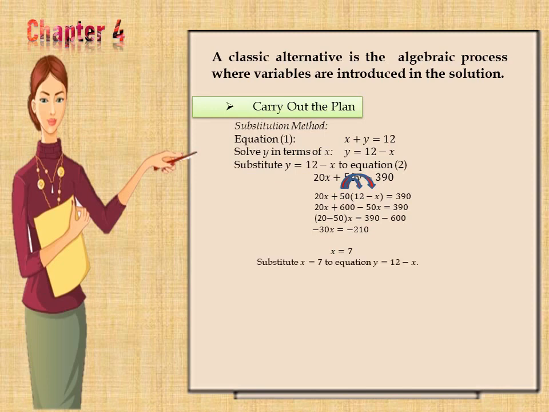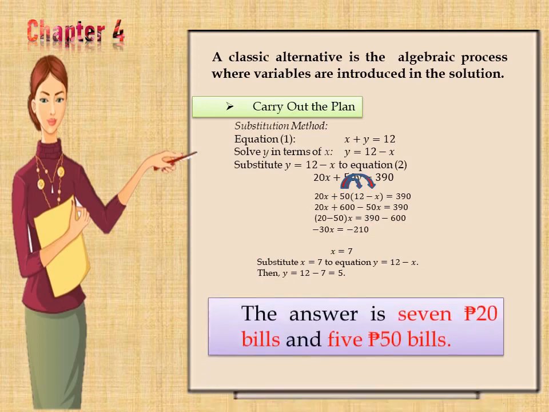So we're going to substitute x equals 7 into the equation y equals 12 minus x. In this equation, we can have y equals 12 minus 7, since x is equal to 7. And 12 minus 7 is equal to 5. Therefore, the answer would be 7 20 peso bills and 5 50 peso bills, since x is the number of 20 peso bills and y is the number of 50 peso bills.